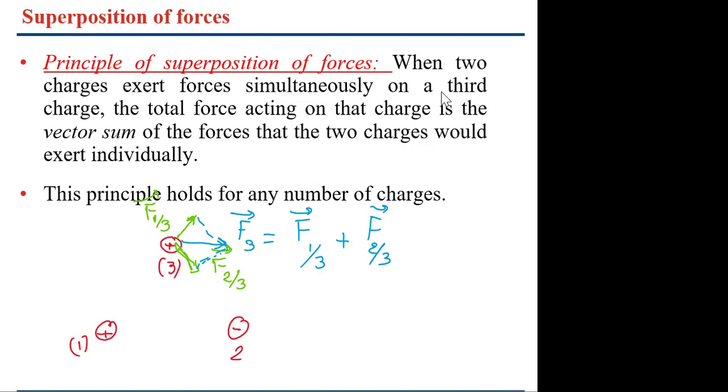So let's repeat this principle, it's very important. When two charges exert force simultaneously on the third charge, the total force acting on that charge, that means charge number 3, is the vector sum of the forces that the two charges would exert individually. Now, if we add another point charge, number 4, for example, or 5, or whatever, the total force exerted on charge 3 must be the sum of all these forces. Good. It's a clear piece.